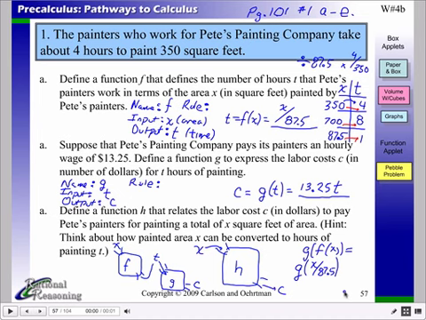So what does g tell us to do with the input? Yeah, it says take the input and multiply it by 13.25. So that's what we're going to do. We're going to take the input and multiply it by 13.25 times the input. And I think, if I remember correctly, it's about 0.1514 times x.